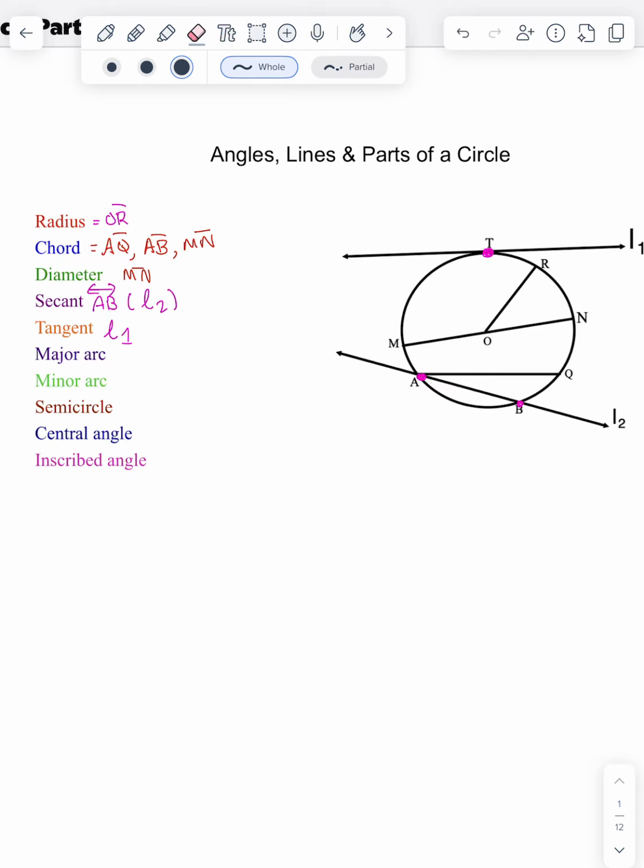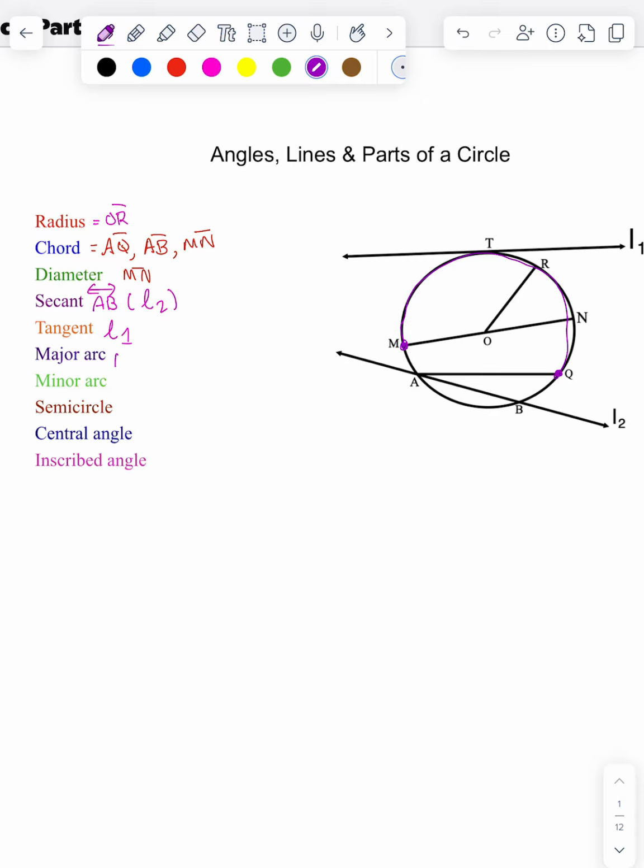A major arc is an arc or a part of the curved part of the circle, the part of the circle's circumference that measures more than halfway around the circle, so more than 180 degrees. So, for example, if I go from M to Q this way, that arc would be a major arc because it's more than halfway around the circle. It's more than 180 degrees, so it's a major arc.